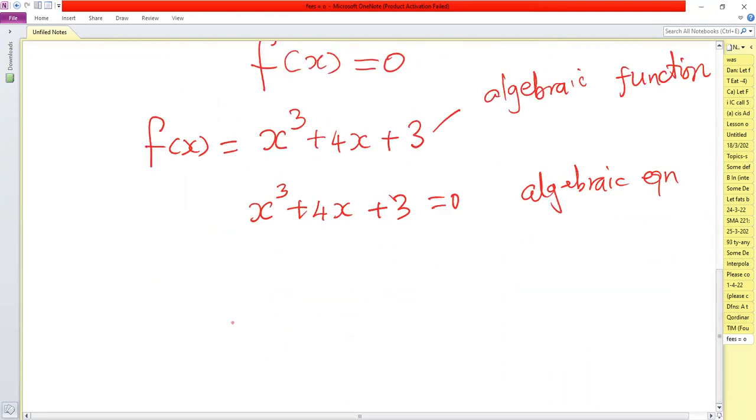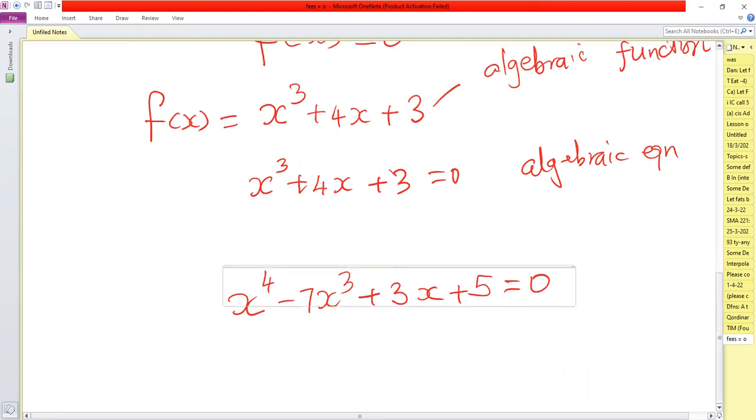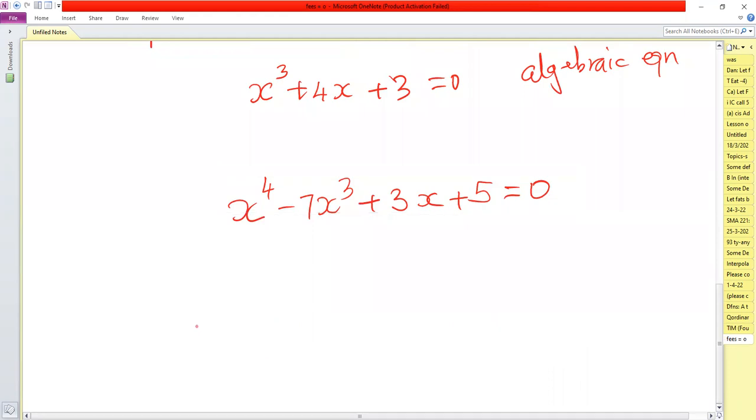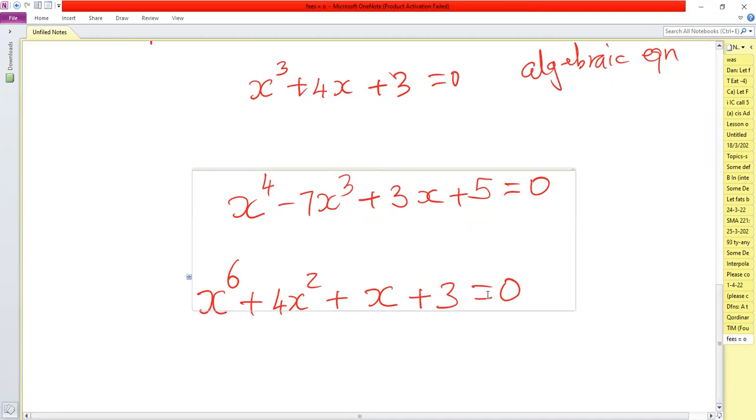Other examples of algebraic equations include x power 4 minus 7x cubed plus 3x plus 5 equals 0. This is another example of an algebraic equation. Or we can have x power 6 plus 4x squared plus x plus 3 equals 0. This is also an algebraic equation.